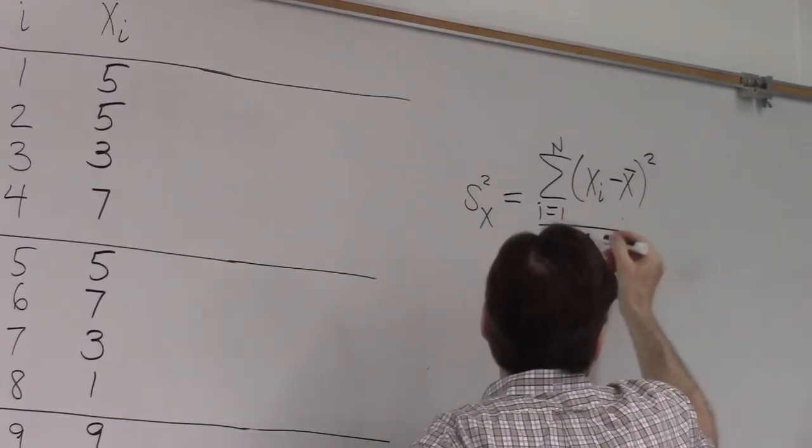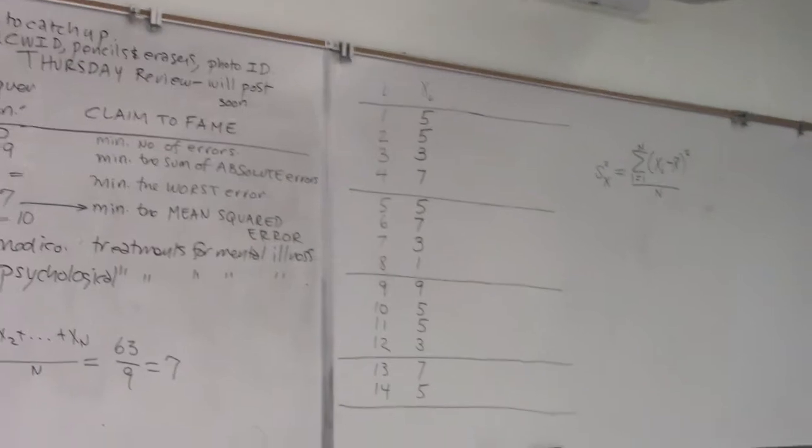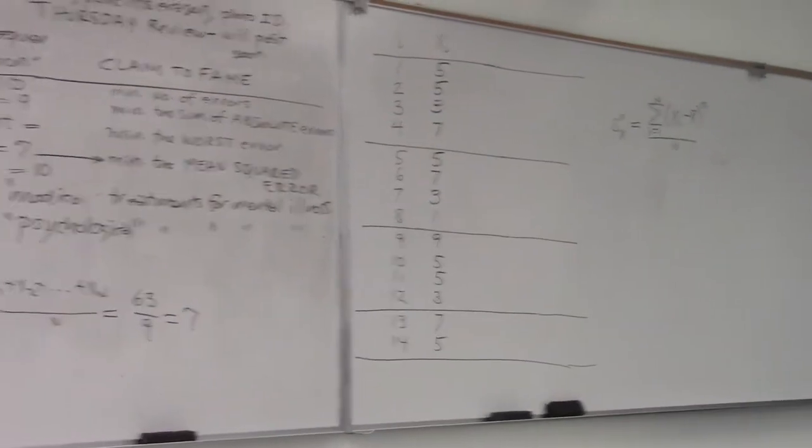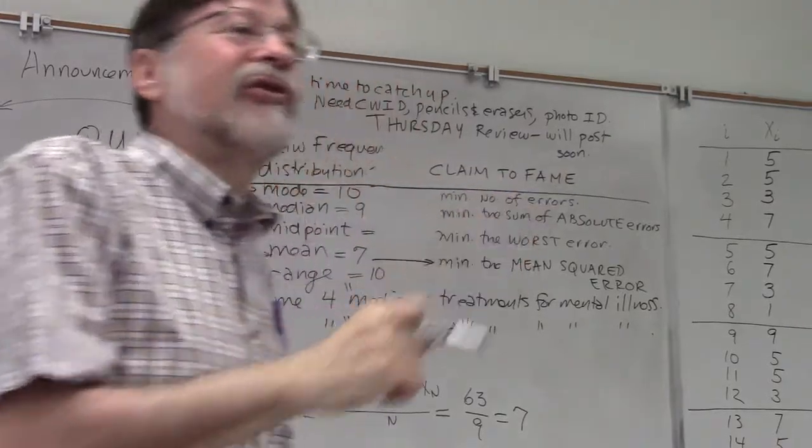Square it and divide by n. It's the average square mistake you'll make if you do what you should do, which is guess the mean. And what was it in this case? 7. You should guess 7 in this case. And if you guess 7, you never would be right, but it would cost you less than anything else.